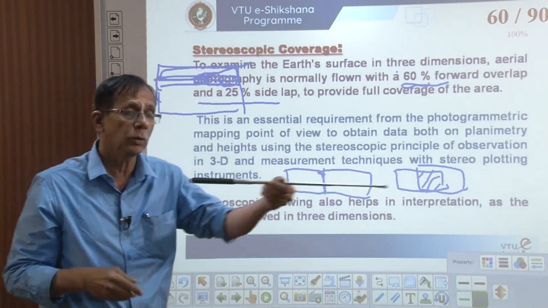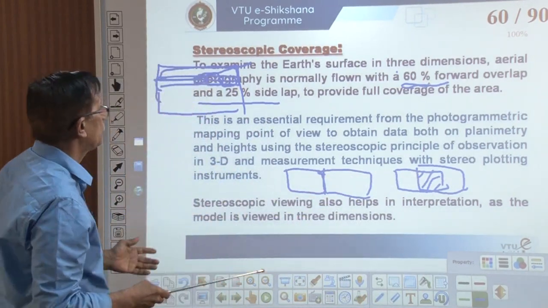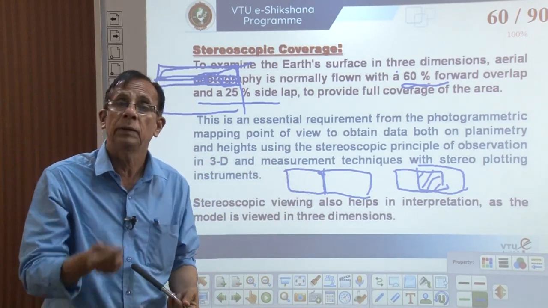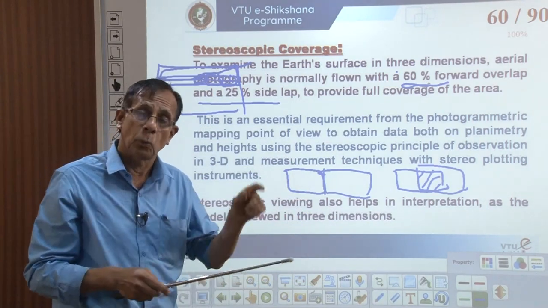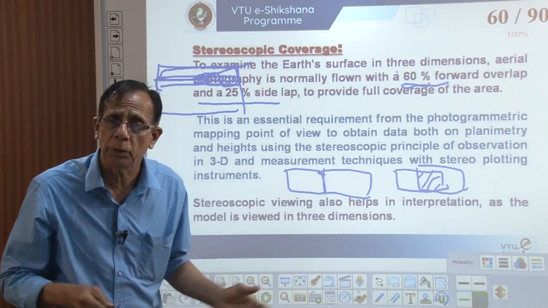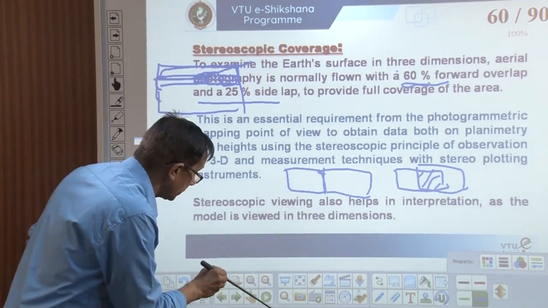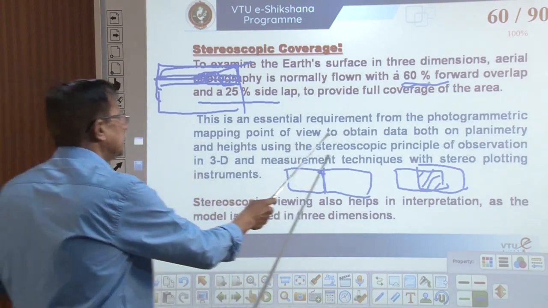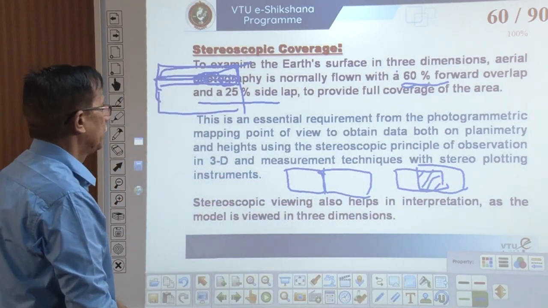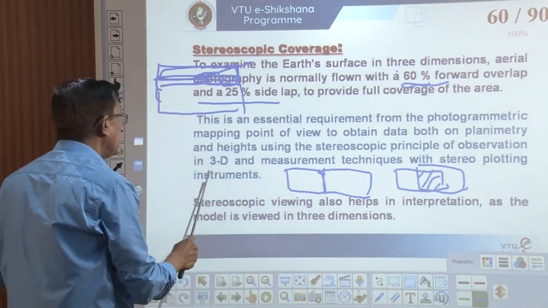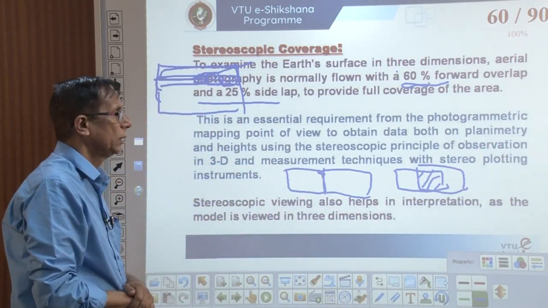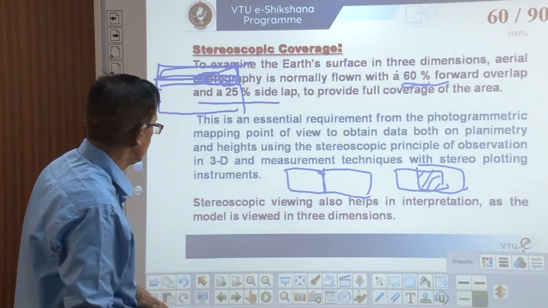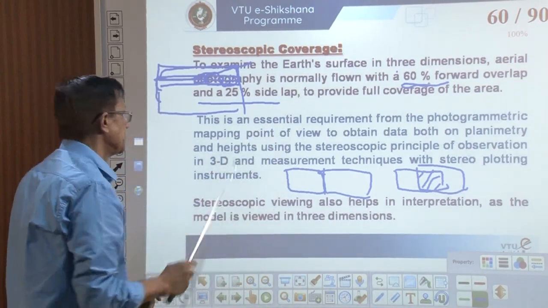and 50% to 60% longitudinal or forward overlap is provided, so that not only do we effectively cover all the area, but additional advantages are there. One is the three-dimensional view. Second, we do not miss out. Third, there are various aspects I will mention shortly, such as why overlap is essential. This is an essential requirement for photogrammetric mapping. To obtain data both on planimetry and heights using the stereoscopy principle, I have to get a map-like planimetric view. Also, I have to get a stereoscopic, that is, three-dimensional observation, and for this I need this kind of overlap.